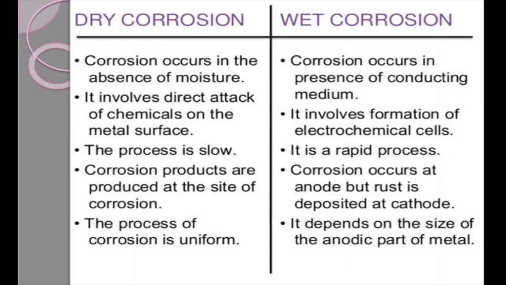Fourthly, corrosion products are produced at the site of corrosion in case of dry corrosion. For wet corrosion, corrosion occurs at the anode but rust is deposited at the cathode. And lastly, the fifth point: the process of corrosion is uniform for dry corrosion, but for wet corrosion it depends on the size of the anodic part of the metal. So these are all the comparative points.